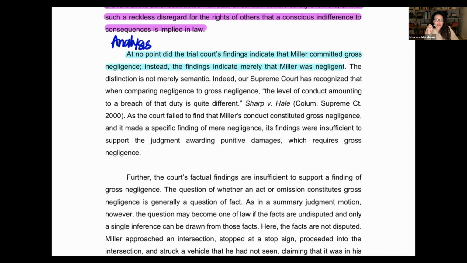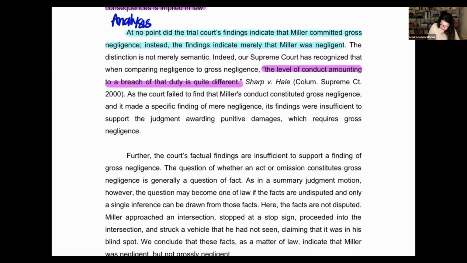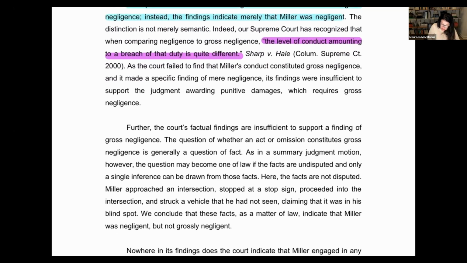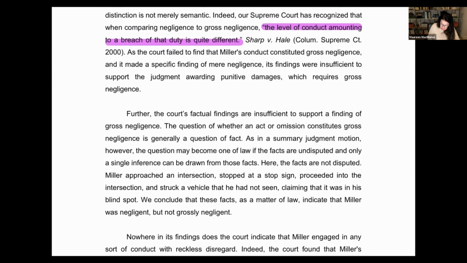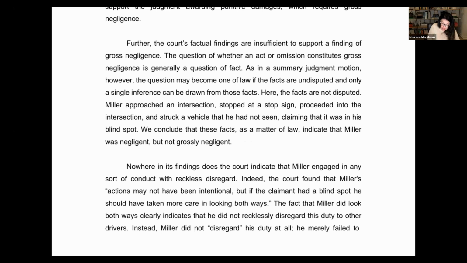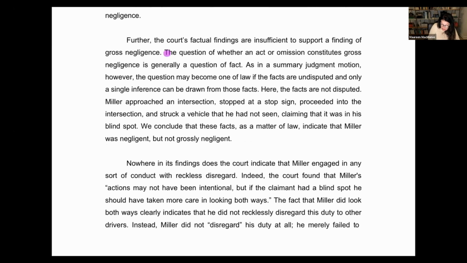So the distinction is not merely semantic. Indeed, our Supreme Court has recognized that when comparing negligence to gross negligence, and that goes back to a rule, the level of conduct amounting to a breach of that duty is quite different. As the court failed to find that Miller's conduct constituted gross negligence and it made a specific finding of mere negligence, its findings were insufficient to support the judgment awarding punitive damages, which requires gross negligence. Further, the court's factual findings are insufficient to support a finding of gross negligence. The question of whether an act or omission constitutes gross negligence is generally a question of fact.